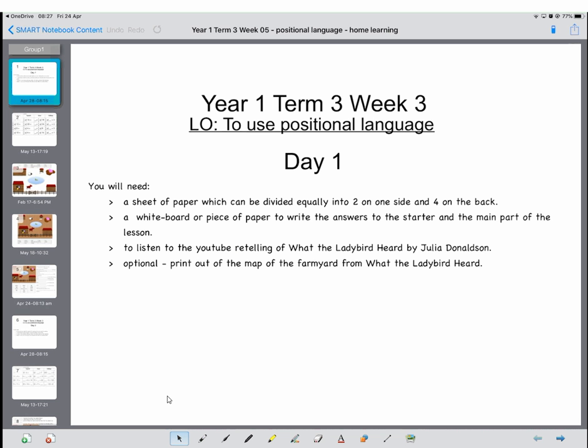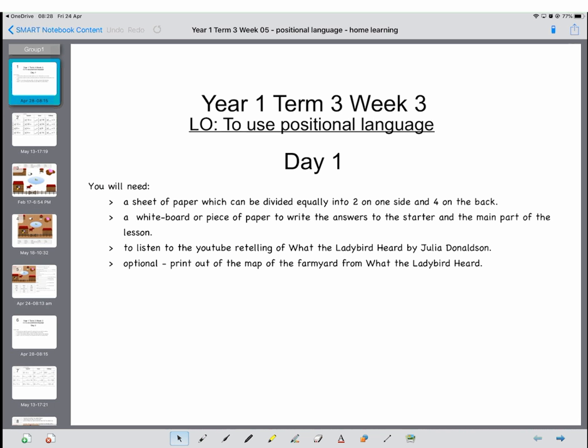Today, we're going to be starting with halves and quarters, and there'll also be a follow-up activity on Doodle Maths for that. And then there's also a whiteboard or a piece of paper you're going to need to write your answers to the starter and to help yourself with the main part of the lesson. And you're also going to need to listen to a YouTube retelling of What the Ladybird Heard by Julia Donaldson, because today we're going to be looking at positional language in the context of seeing just what the ladybird heard, and I'm looking at the plan of the farm where the story's set.